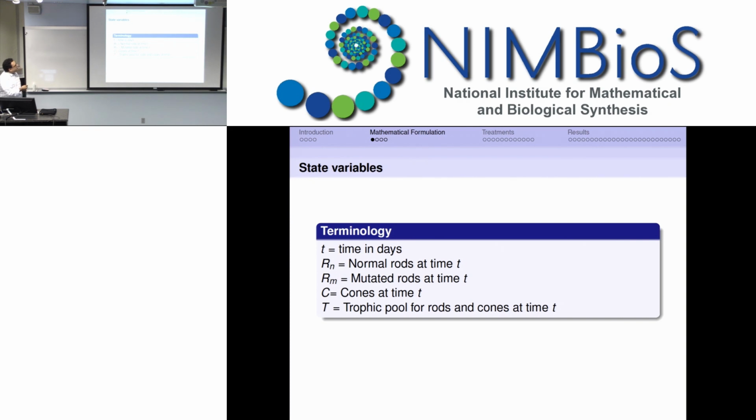Okay. All right. So let's begin by defining some mathematical terminology. We're going to define t as our time variable, and the units for this will be in days. The r sub n will be the normal rods, the r sub m the mutated rods, and the cones will be labeled with a state variable c. And the trophic pool, which consists of all these nutrients, we're just going to lump them all together into this state variable called t.